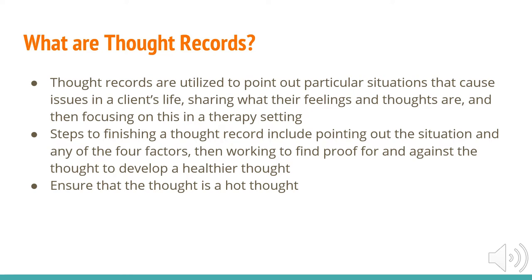Steps to finishing a thought record according to the author include: identify a problematic situation, identify and rate feelings, identify physical reactions, identify behaviors, identify thoughts, choose a hot thought. A reminder, hot thoughts are those connected to adverse feelings and an adverse assessment of the self, others, or the future. Look for evidence for and against the hot thought. Create a balanced or alternative thought based on all the evidence. Rate the extent to which you believe the new balanced thought. And rate the feelings now that you have examined all the evidence.